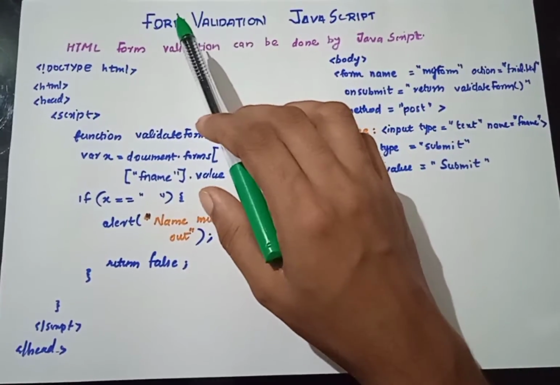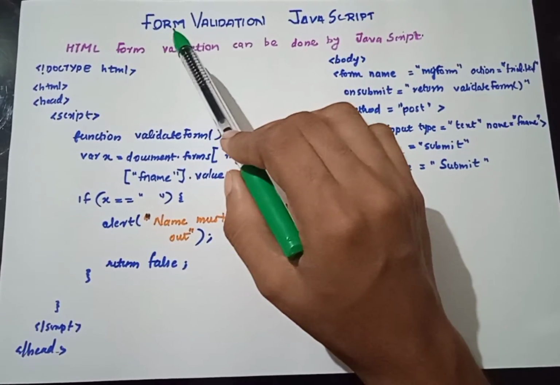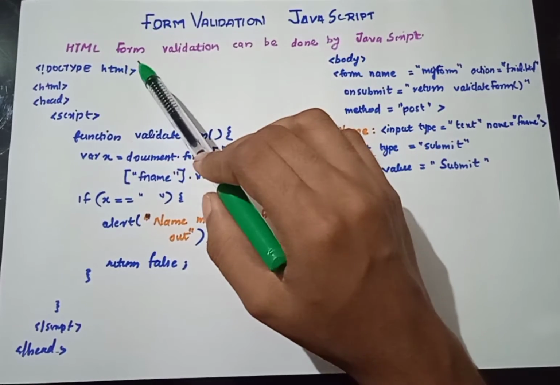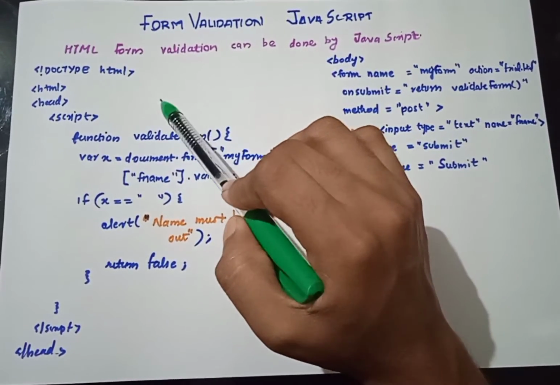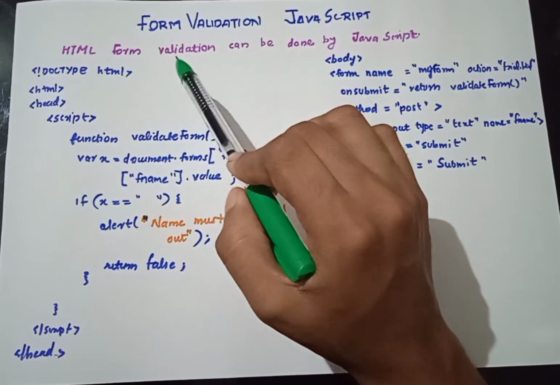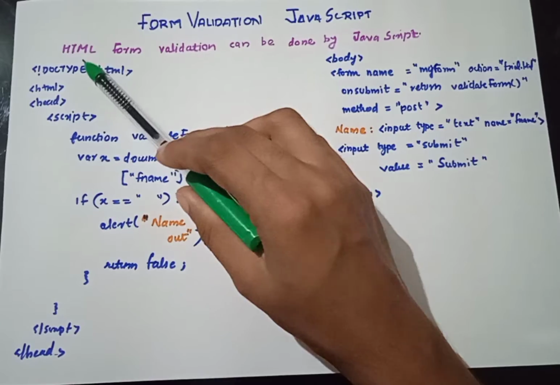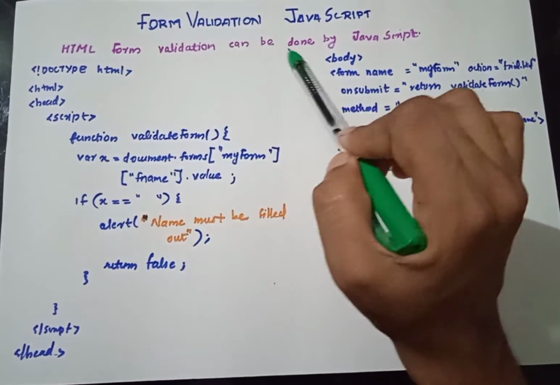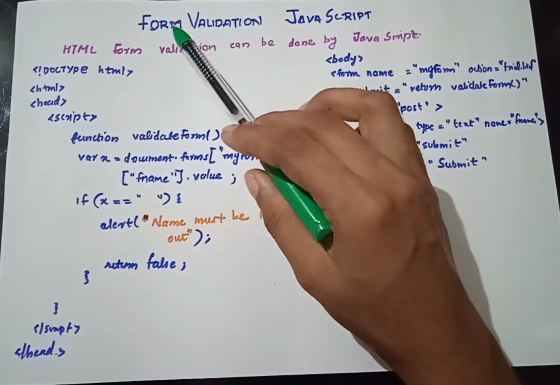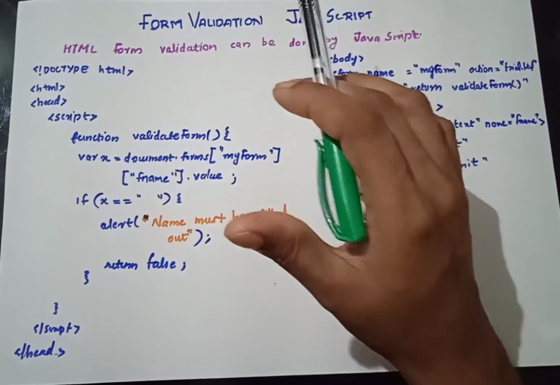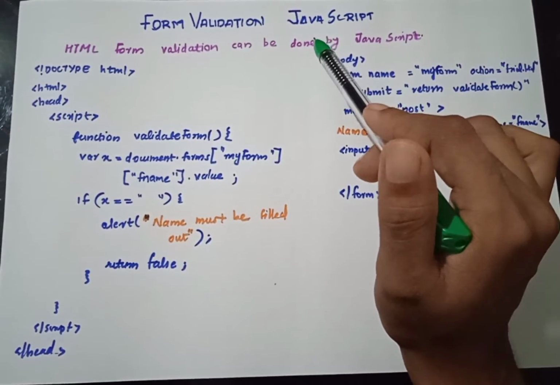We know that we have defined or created HTML forms in previous sessions, and we know that an HTML form will have a collection of input values. So here we are going to validate these values. We can say that HTML form validation can be done by JavaScript. That means since this form contains a set of input values, you can easily validate them using JavaScript.